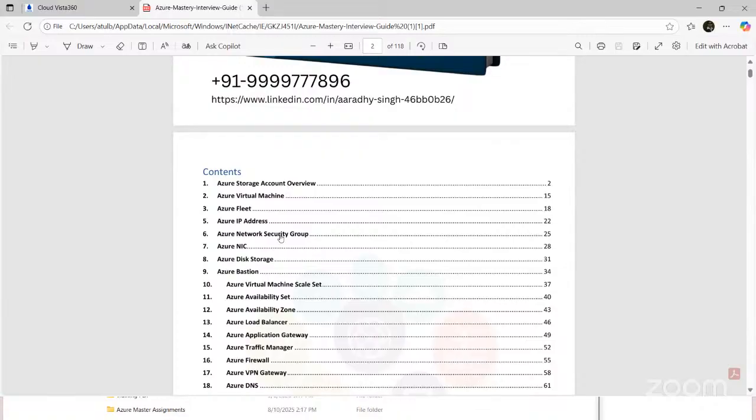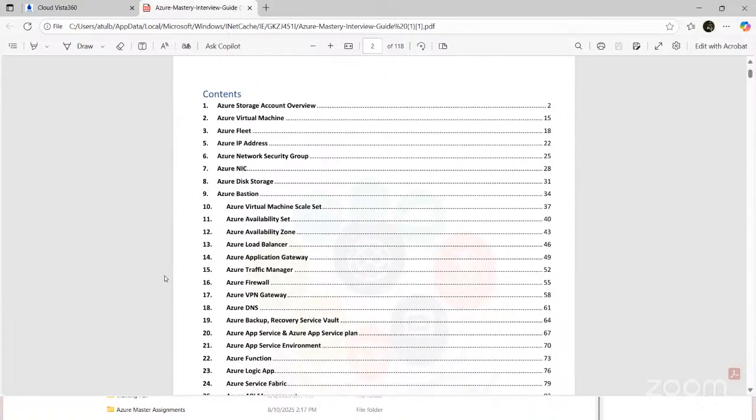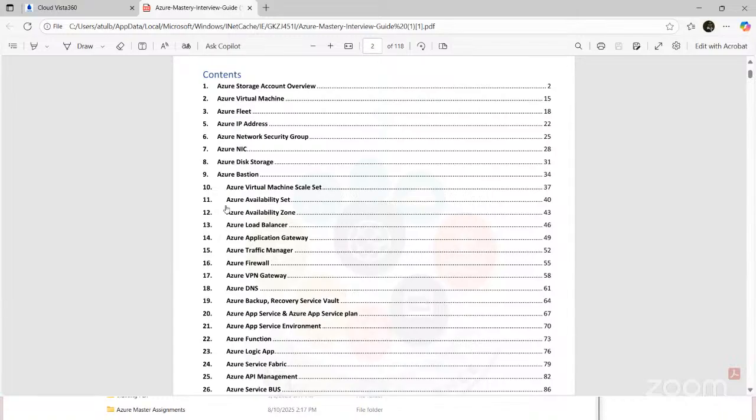Similarly, IP, NSG, NIC, storage account. This is part of the storage account, but available as a separate service. Then Bastion. Bastion is very important, guys. Whenever you're planning to access your Databricks notebook or any other resources, you cannot access them directly through the portal. If you access directly through the portal, your resources will be a very easy target for attackers. So the recommendation from Microsoft is to access your resources through the Bastion. Then VMSS, availability zone, availability set, load balancer, application gateway, traffic manager, firewall, VPN gateway, DNS, backup recovery service.